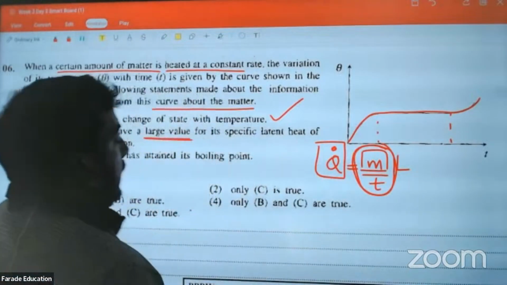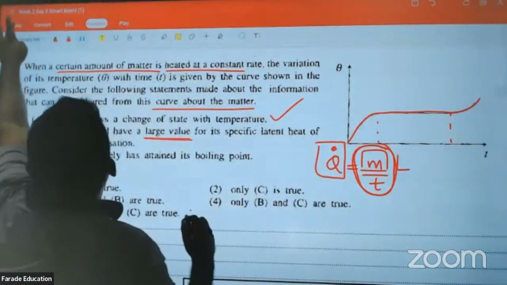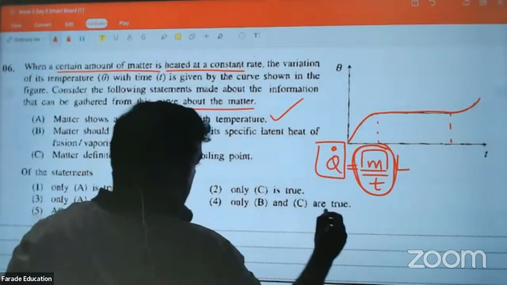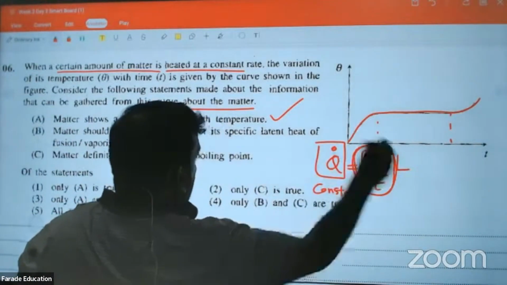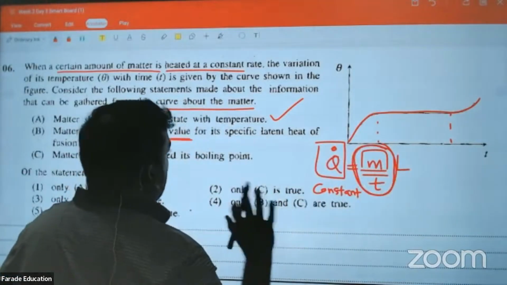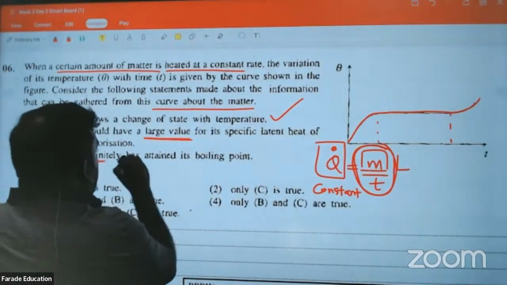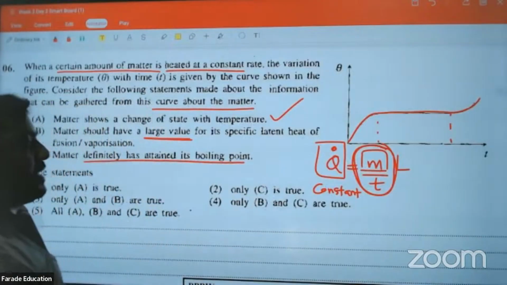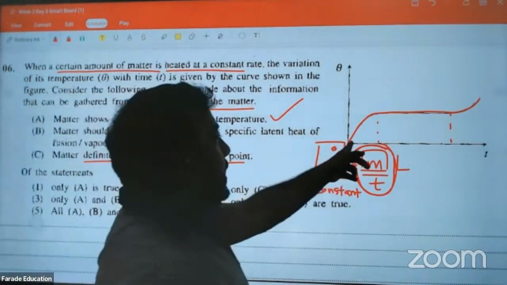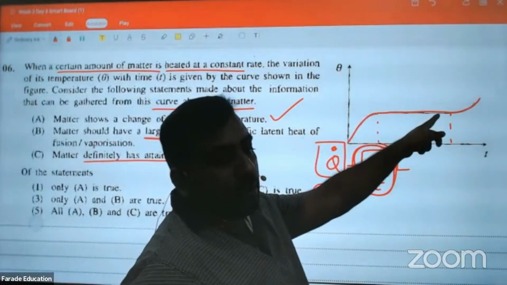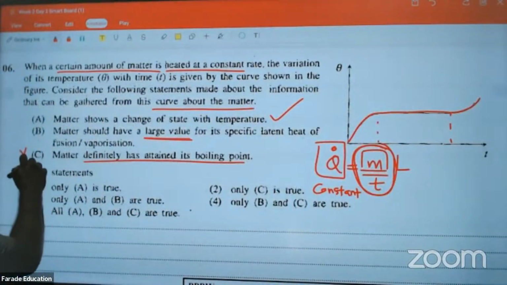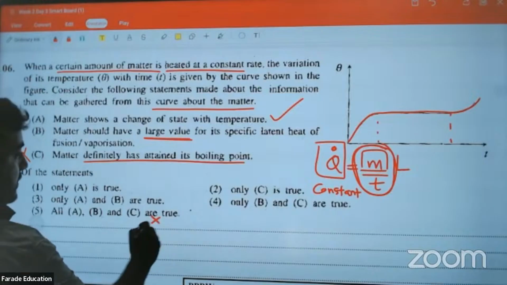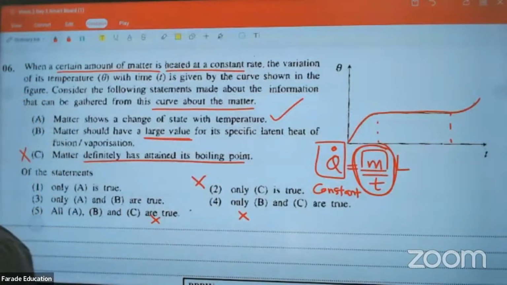right? Q dot is constant. T is constant. We don't know whether it's large or small. Right. Next is definitely attain boiling point. We can't say that. This can be ice. This can be ice converting to water. That can be what? Increasing. We don't know. So C is wrong. Wherever there is C is wrong. This is wrong. This is wrong. This is wrong.